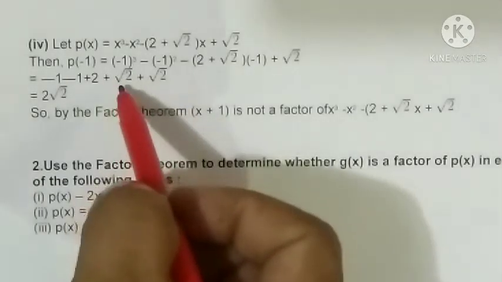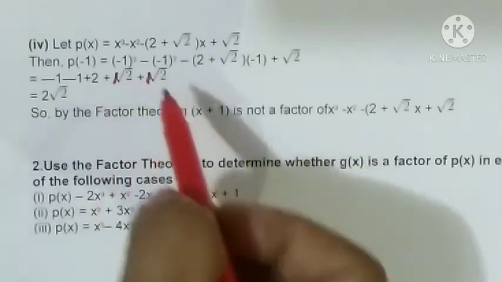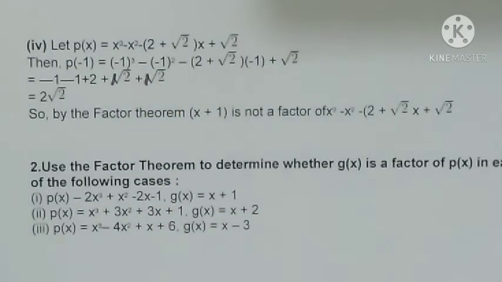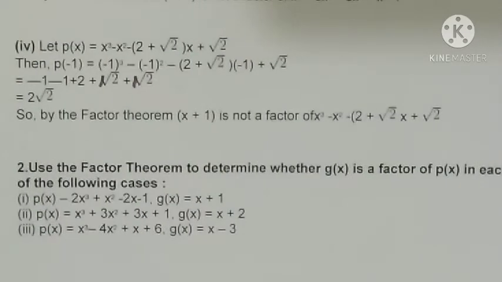That means if nothing is written, 1 is present. So 1 plus 1, 2 only. So it's equal to 2 into root 2. So what does it show? It shows that x plus 1 is not a factor of the given polynomial. Again, we are not getting 0 here. So we conclude that x plus 1 is not a factor of the given polynomial.